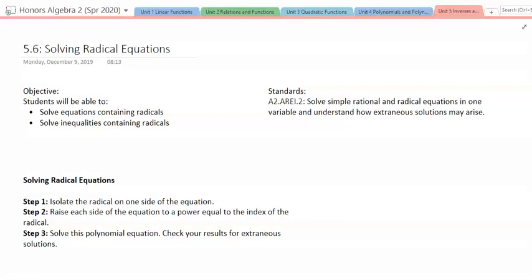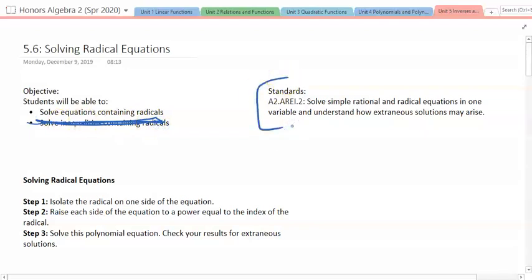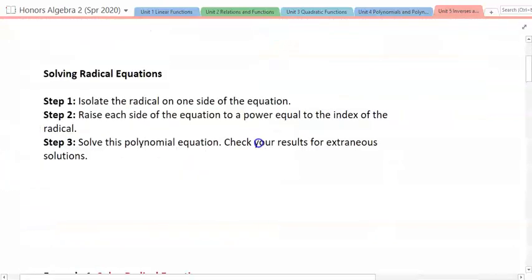All right, so our objective is going to be, canceling this out because I forgot to erase it, to solve equations containing radicals and rational exponents. And so our standard, A-REI 2: solve simple radical and rational equations in one variable and understand how extraneous solutions may arise. And so we're going to talk about those steps now.